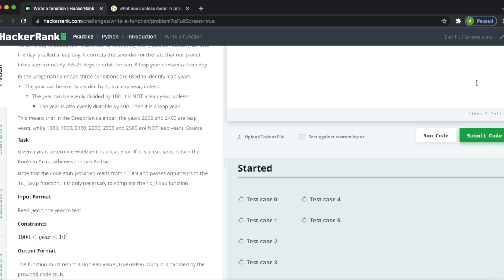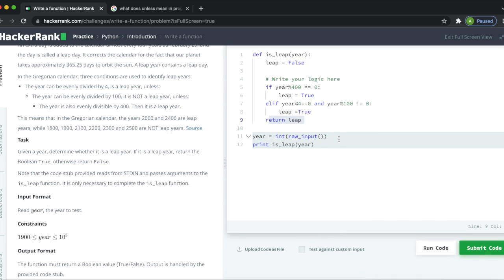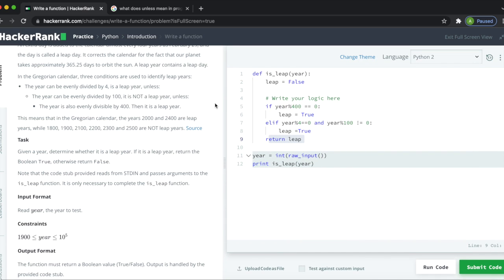There are 5 test cases, 6 test cases. Let's see if everything gets successfully completed. Yes, it is a success. So we understood how a function works and how to write this logic based on this word called unless. So all three conditions are satisfied and all the test scenarios have passed.